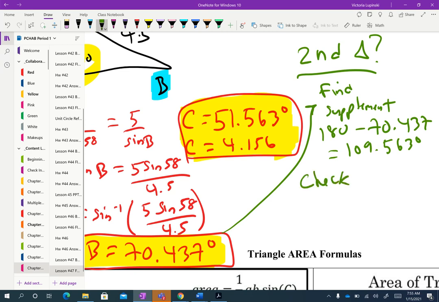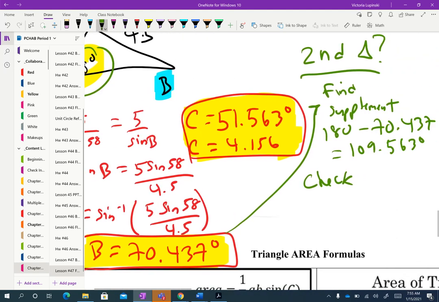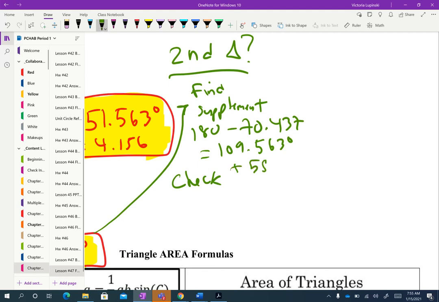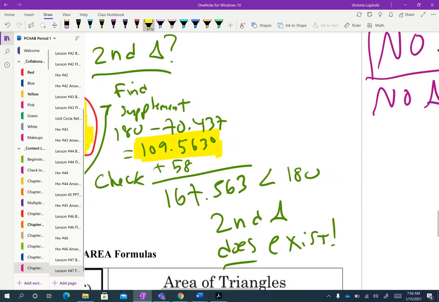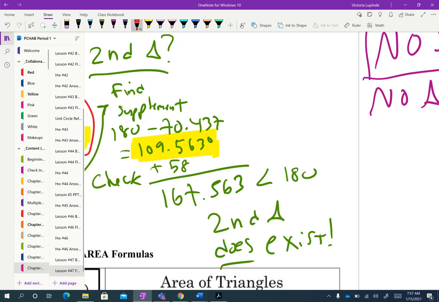Then you need to check by taking that potential second angle, adding it to the original angle, which was 58, and seeing what that's equal to. 109.563 plus 58, you're going to get 167.563. Notice that that is less than 180. So a second triangle does exist. And now you have to find it.